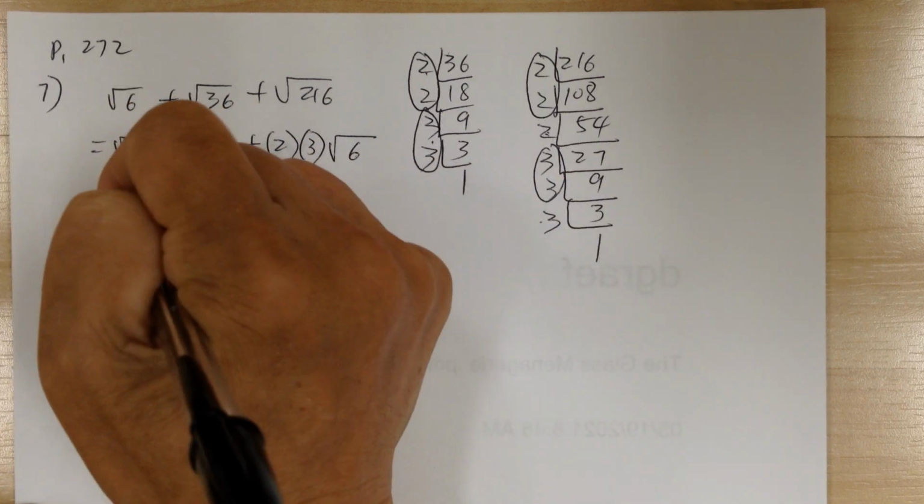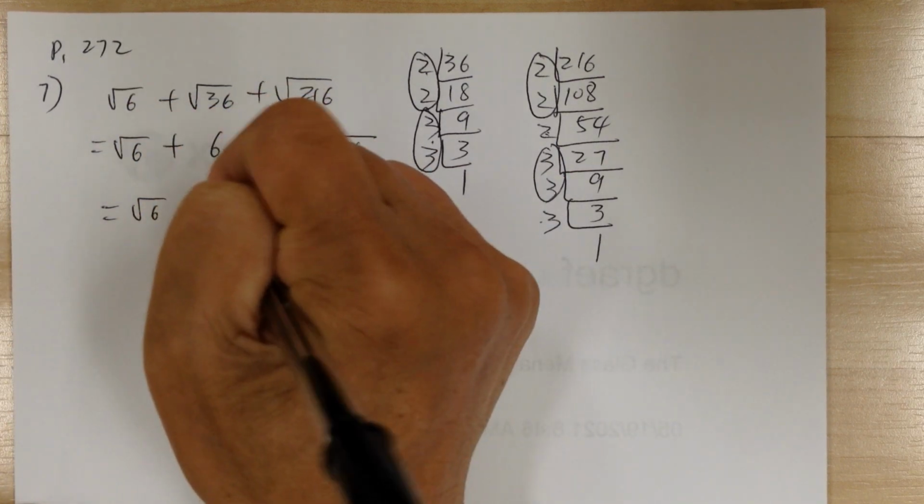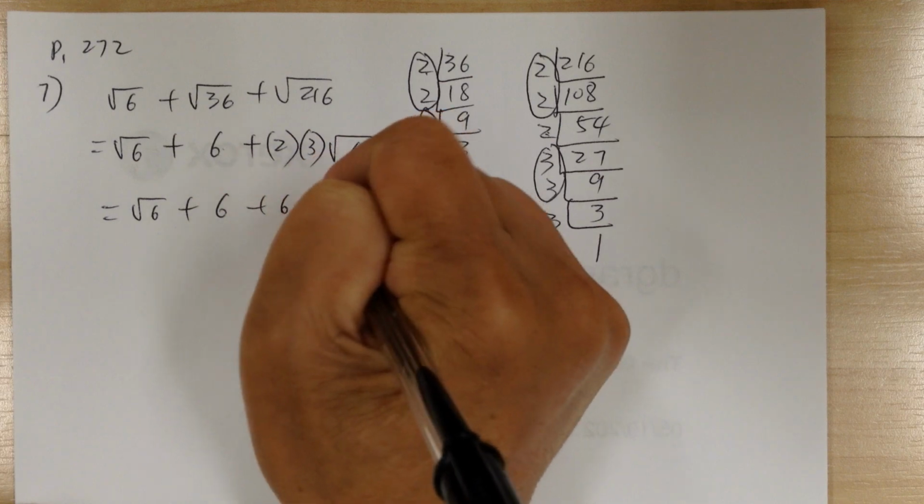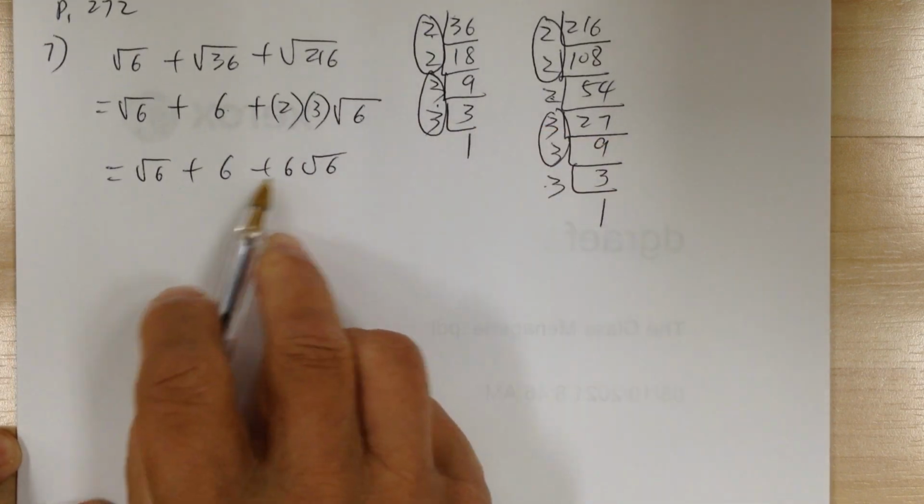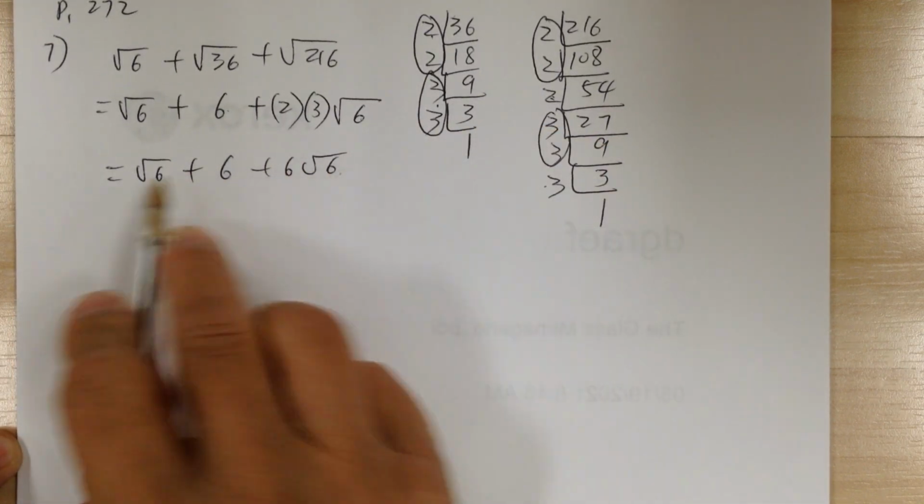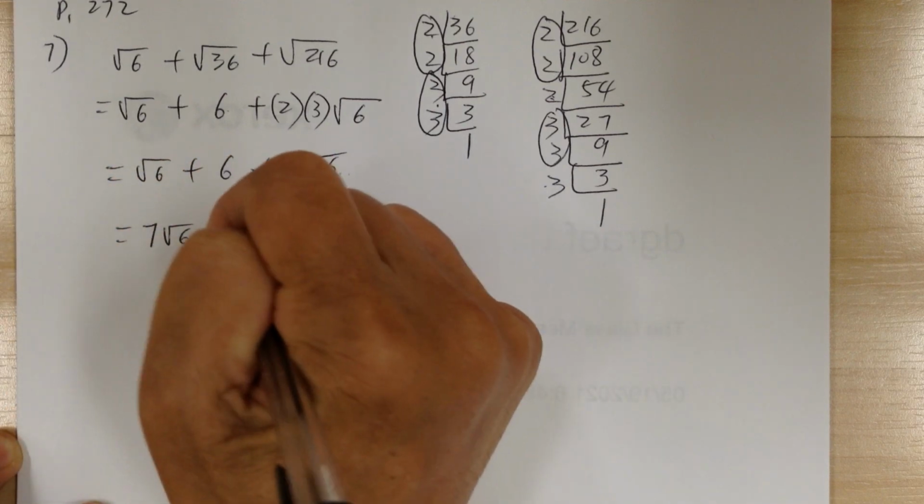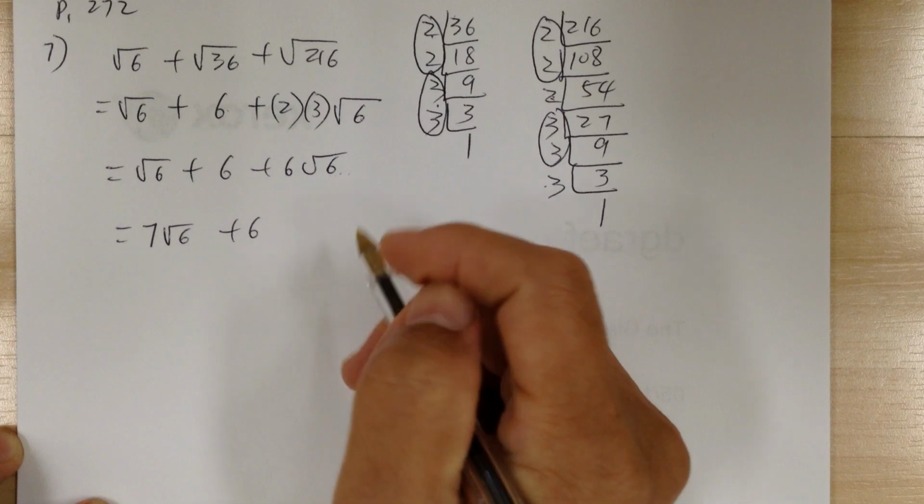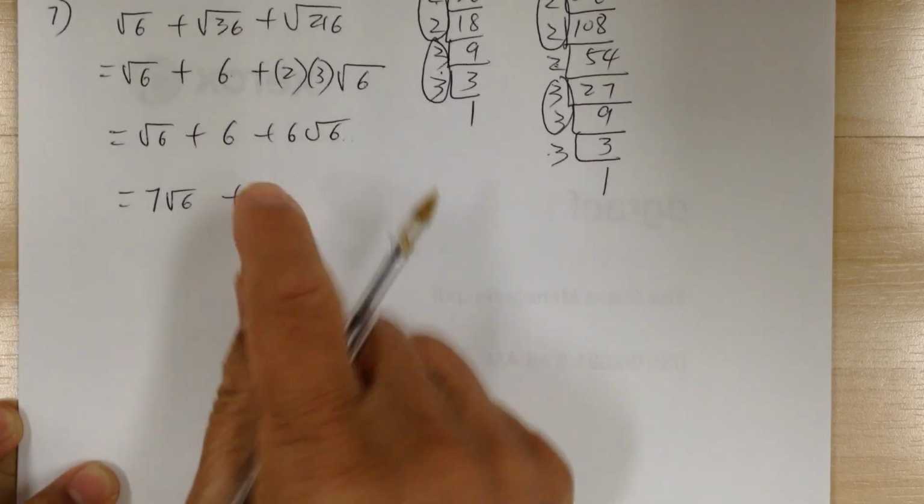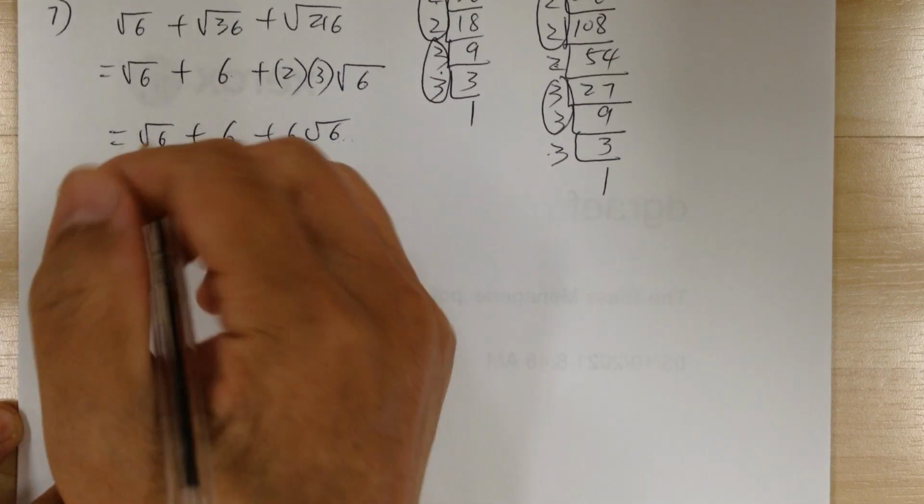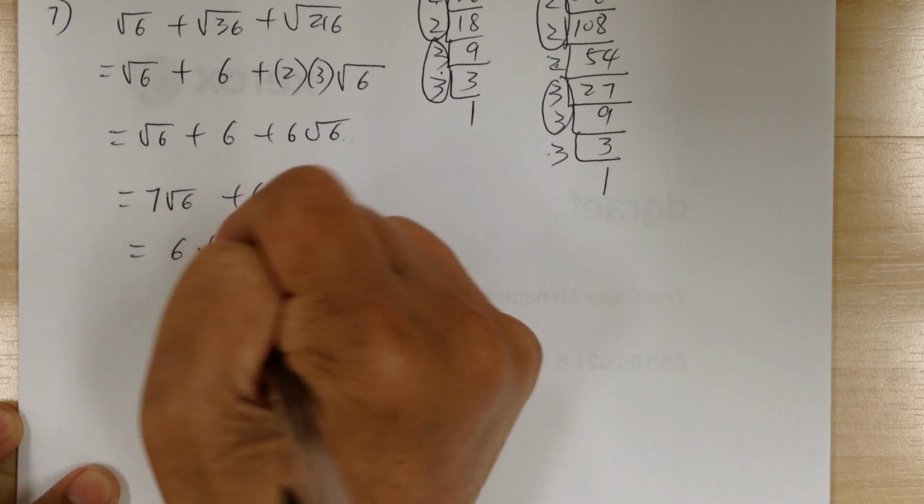Okay, so simplify a little bit, tidy it up a little bit. So this will give you 6 square root of 6. Okay, so now these two have the same radicand. So you can add these two together. So it would be 7 square root of 6 plus 6. And normally, the one with a square root, you want to write in the front. It looks nicer. Okay.